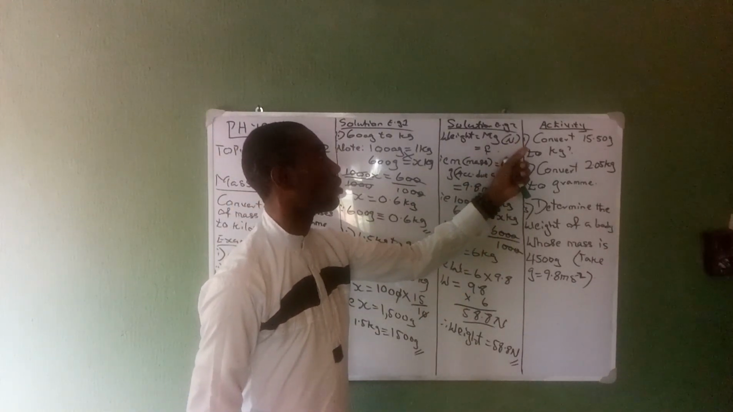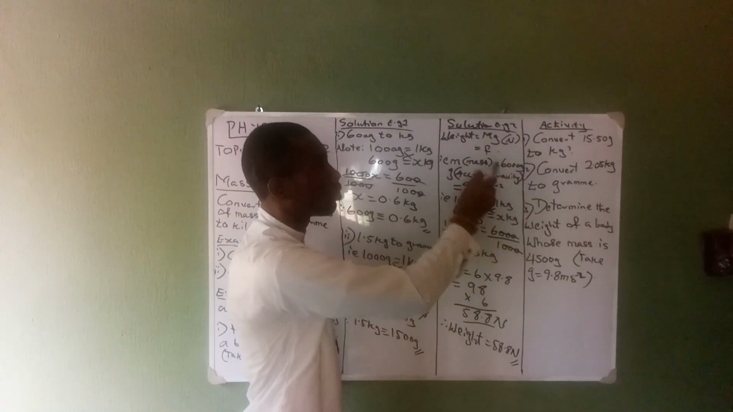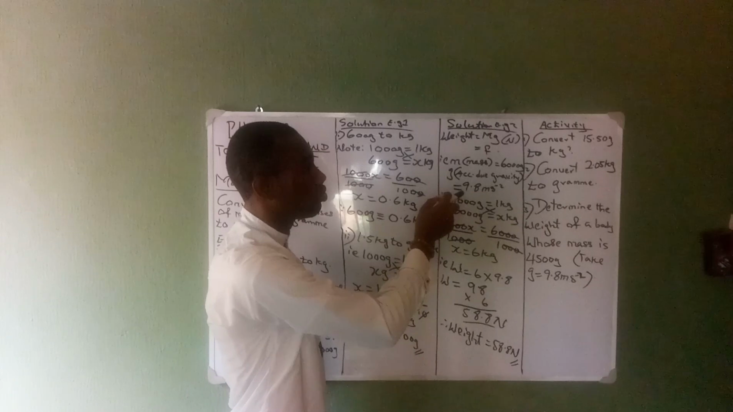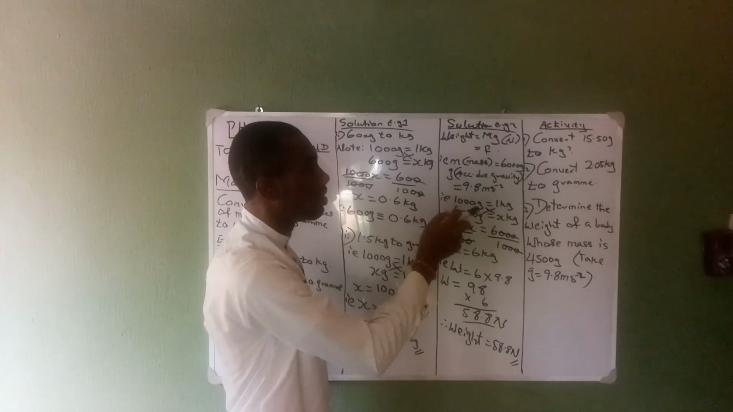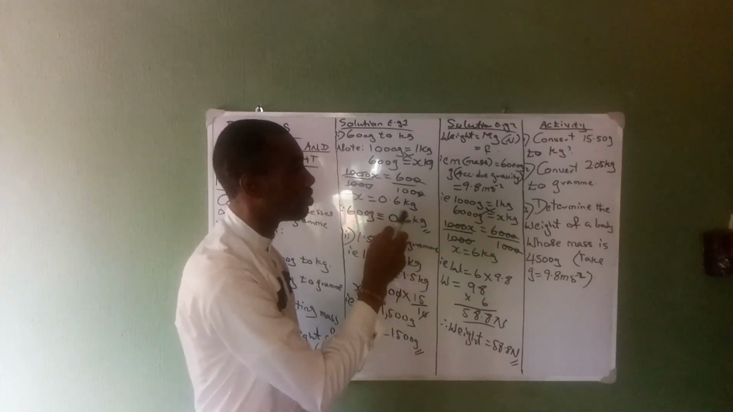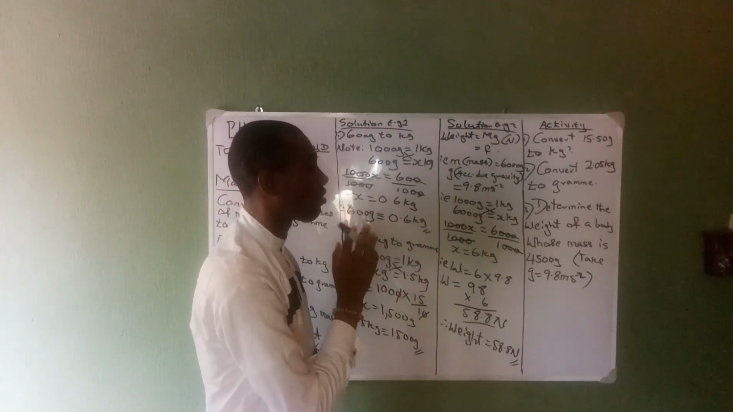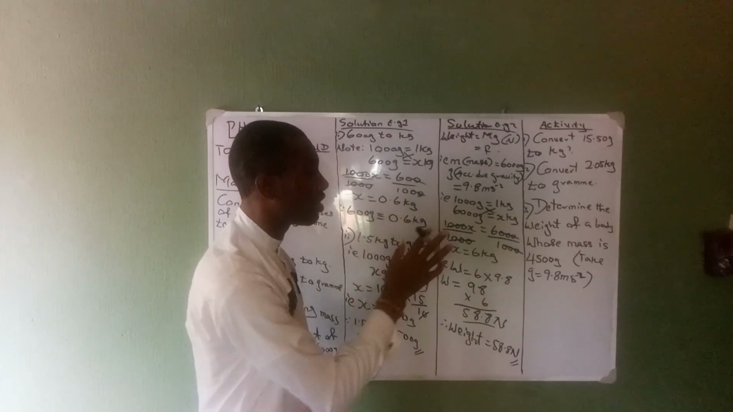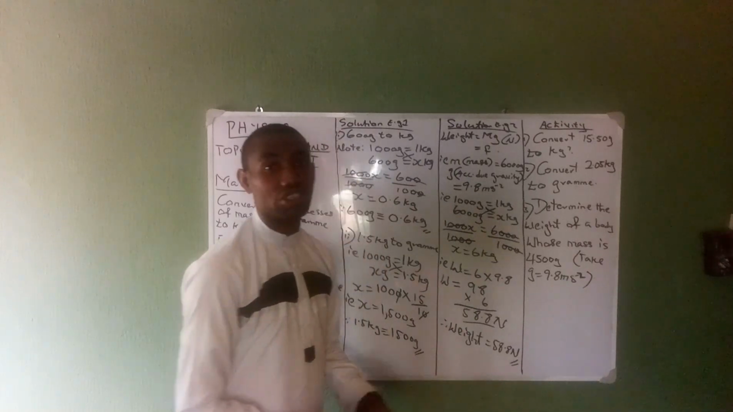Now we have question 1 here, that says we should convert 15.50 gram to kilogram, and question 2, we should convert 2.05 kilogram to gram. Then question 3, we are asked to determine the weight of a body whose mass is 4,500 grams. Then we should take g as 9.8 meter per second square. Try to do this on your own.